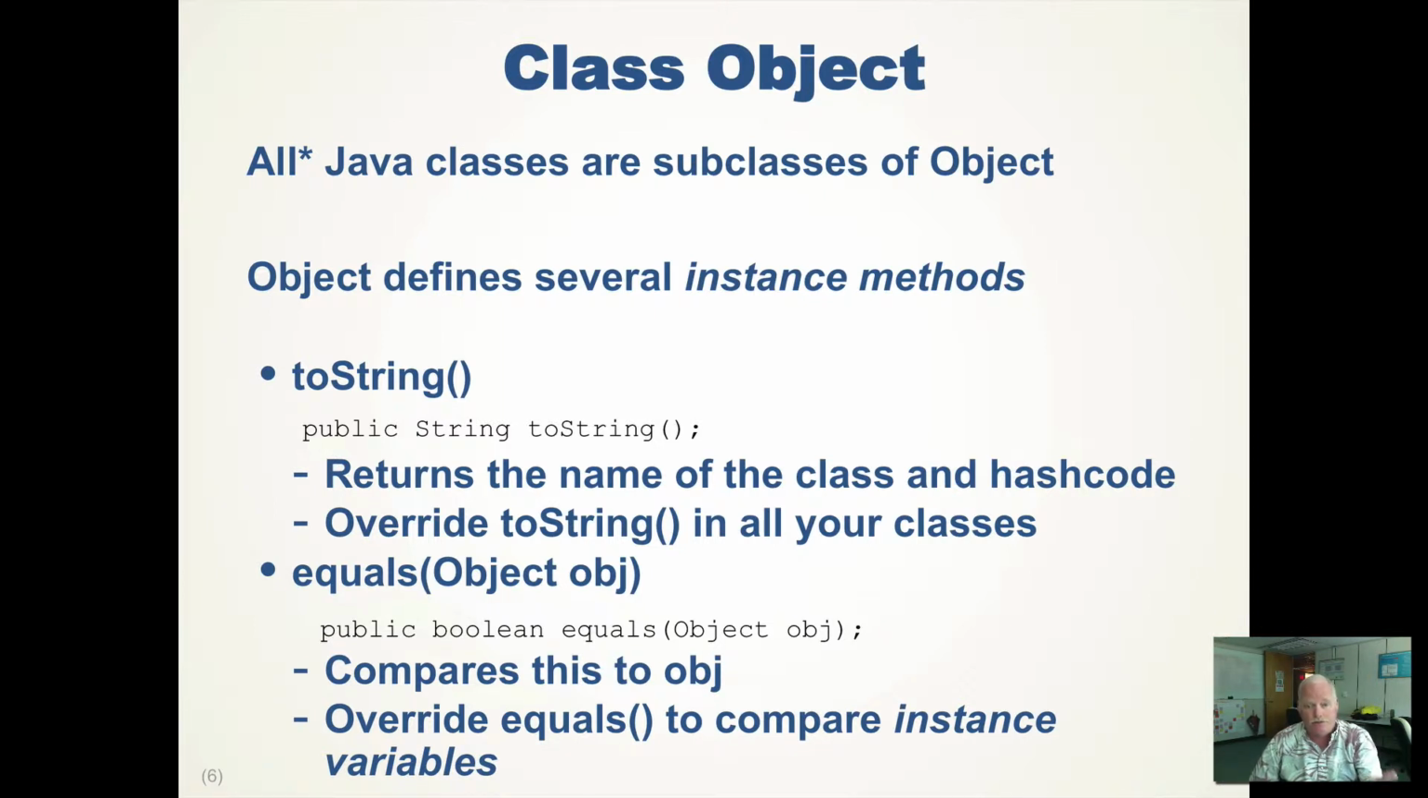The other method that Object provides is the equals method. It allows you to compare this instance with another object, another instance.